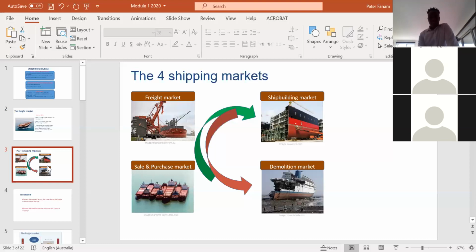And at the same time, what happened in the demolition market is when a ship is scrapped or sent to the demolition market, the total capacity in the business reduces. So it decreases, because the capacity is taken out. Now, that takes us to the reason why all these markets have a relationship, which leads to the shipping cycle, as you may hear or read in the books.